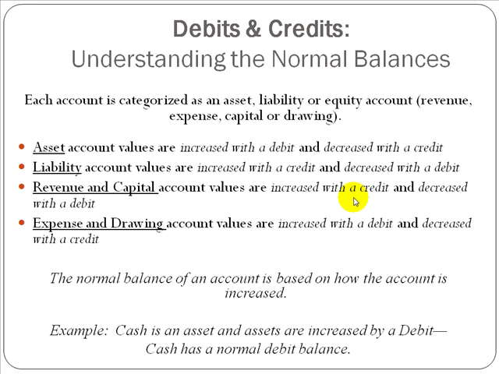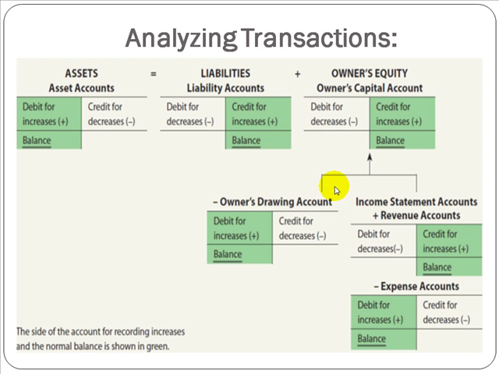The normal balance of an account is based on how the account is increased. For example, cash is an asset, and assets are increased by a debit. Cash has a normal debit balance. Let's look at a picture of this, because they say a picture is worth 1,000 words. Asset accounts are increased with a debit. They have a debit balance. Liability accounts are increased with a credit. They have a credit balance.